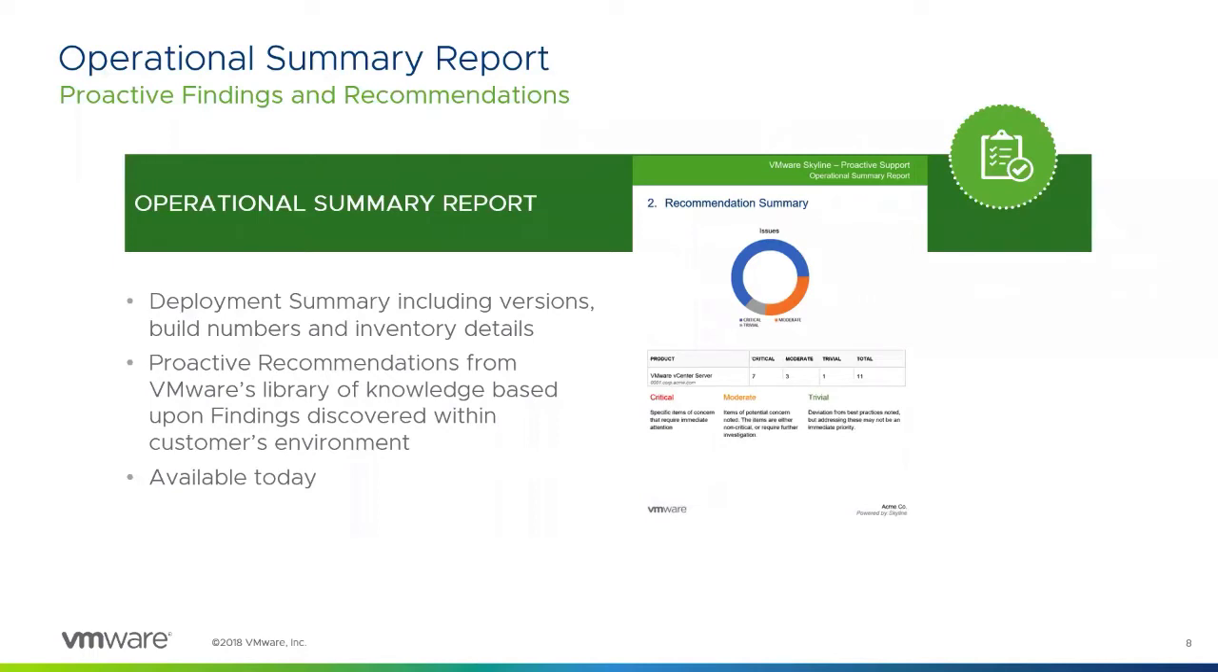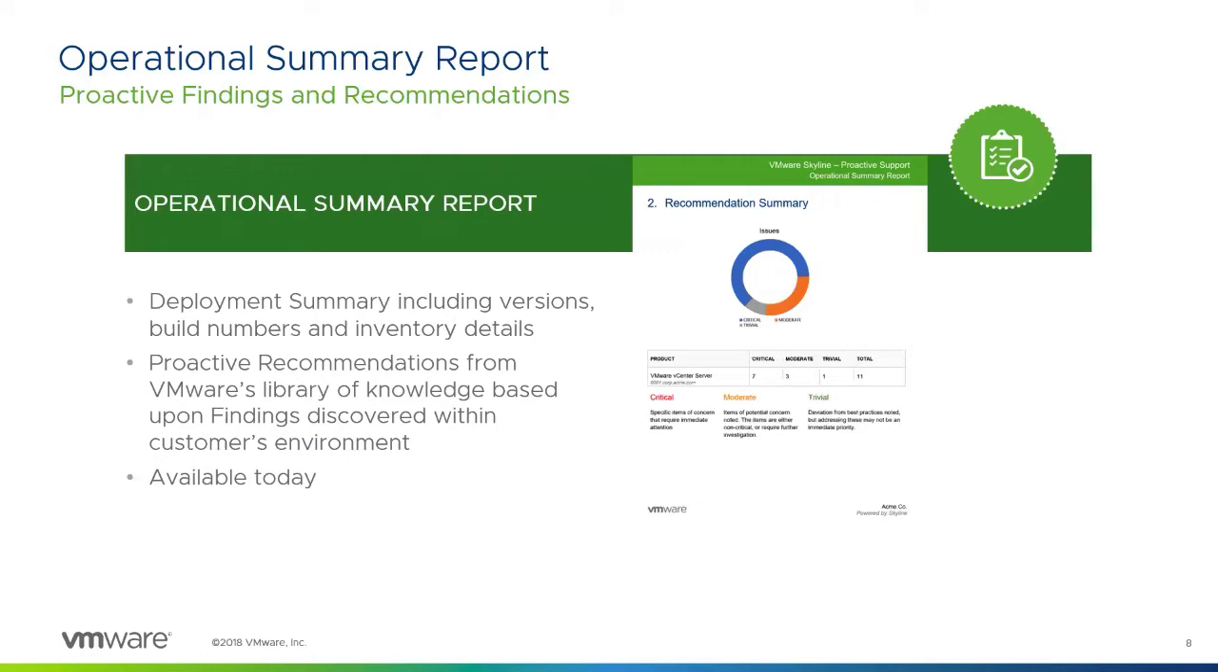One of the deliverables as part of the Skyline deployment is what we call an operational summary report. This is a detailed document that captures all the proactive findings that we found within your environment, what the recommendations are, the rationale behind those recommendations, and what steps you need to take specifically to remediate these findings and avoid issues down the road. So that really is what this document captures.